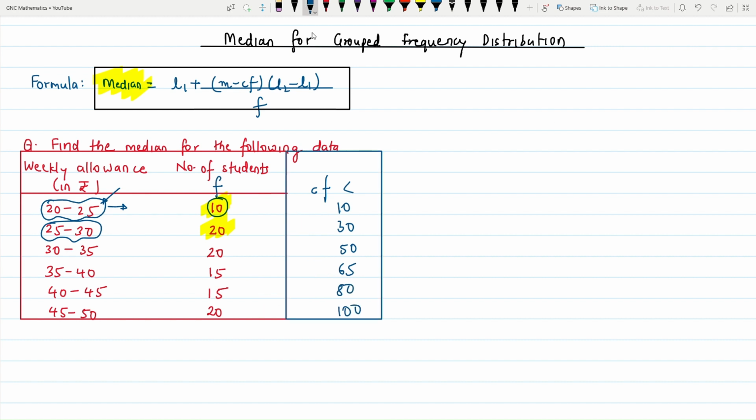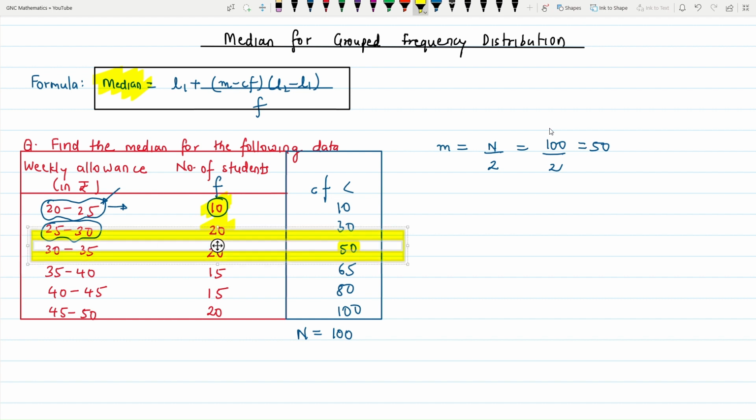Now the next step in this calculation is approaching the formula, and before that we are going to find the median class. To find the median class, let us take the final value of CF, which we are going to call capital N, which indicates the total number of observations, or the total number of students in this case. For this, we are going to calculate the value of small m, which is given as N by 2, that will be 100 by 2, which is 50. In the next step, we are going to look in the CF column for the value that corresponds to 50 or is just greater than 50. So over here we have the number 50 in the CF column. We are going to consider this class as the median class.